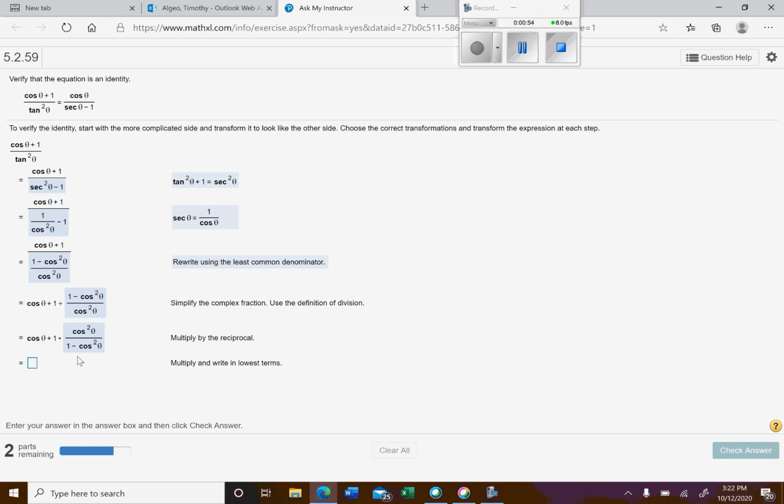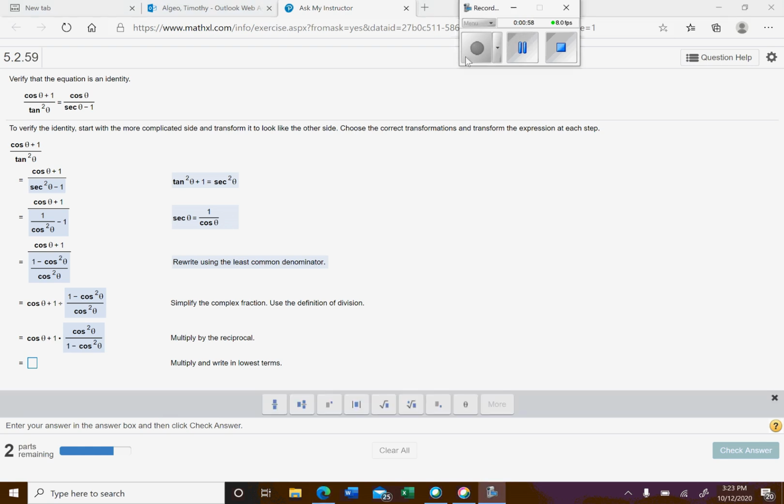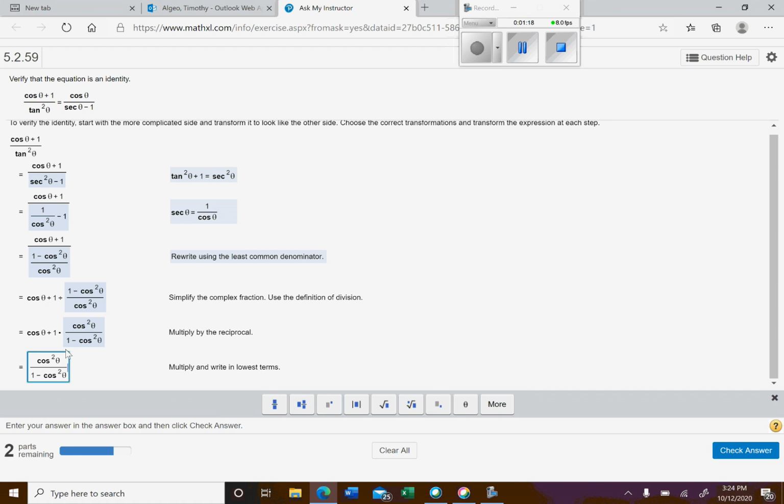Looks like they're going to do this a little differently than what I sent you. It's pretty similar though, I think. So it says multiply and write in lowest terms. So I'm thinking this is where they would assume that we would factor, and when we multiply, cancel out the cosine of theta plus 1. And so we would be left with the cosine squared on top for a moment.